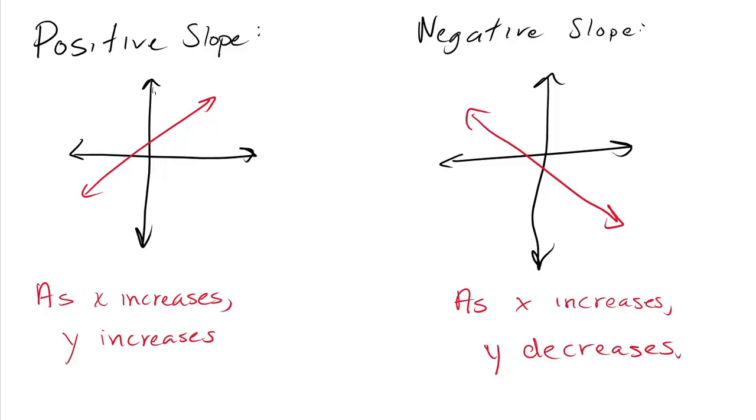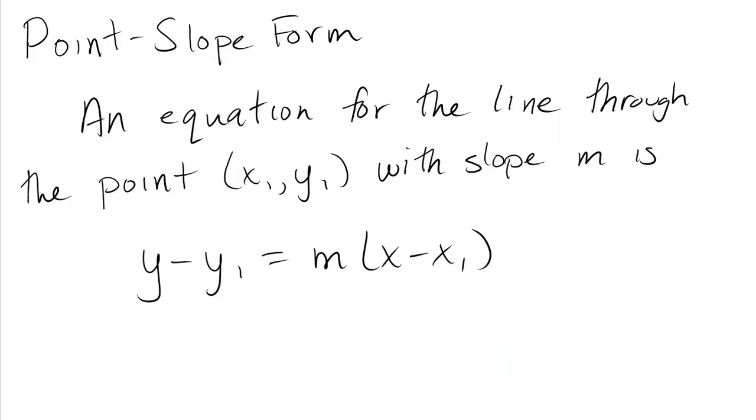I'm going to start with point-slope form. To come up with the point-slope form of the equation of a line, you need to know a point on the line and the slope. An equation for the line through the point (x1, y1) with slope m is y minus y1 equals m times the quantity x minus x1.